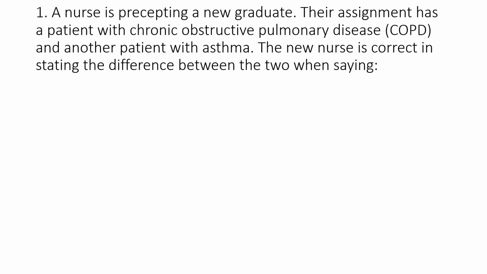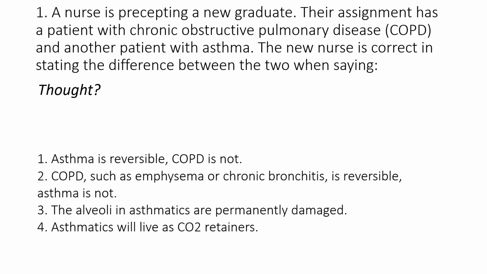Question number 1. A nurse is precepting a new graduate. Their assignment has a patient with a chronic obstructive pulmonary disease, COPD, and another patient with asthma. The new nurse is correct in stating the difference between the two when saying, is it number 1, asthma is reversible, COPD is not. 2, COPD, such as emphysema or chronic bronchitis, is reversible, asthma is not. 3, the alveoli in asthmatics are permanently damaged. Or number 4, asthmatics will live as CO2 retainers.